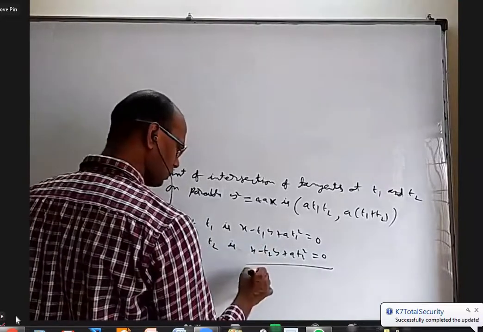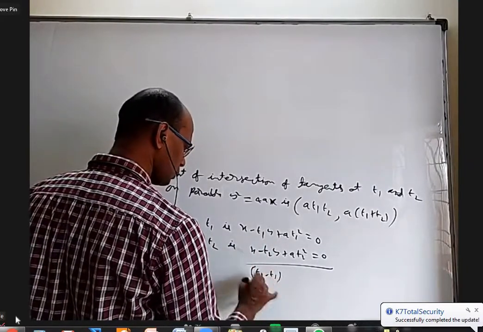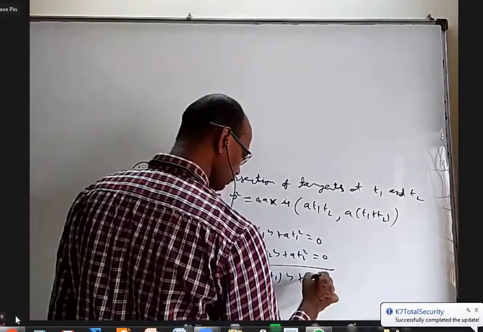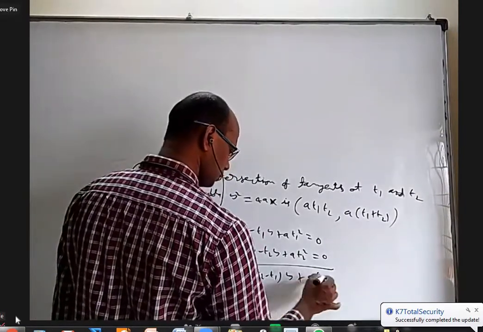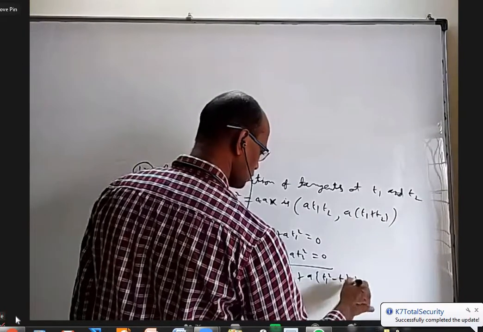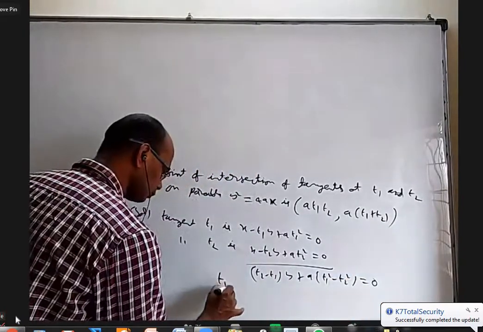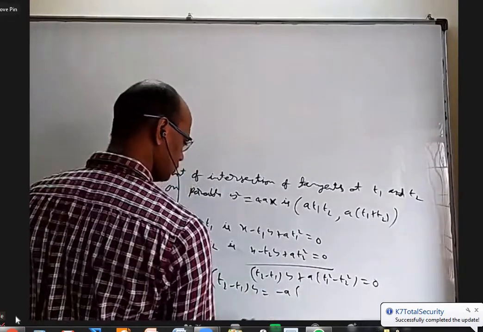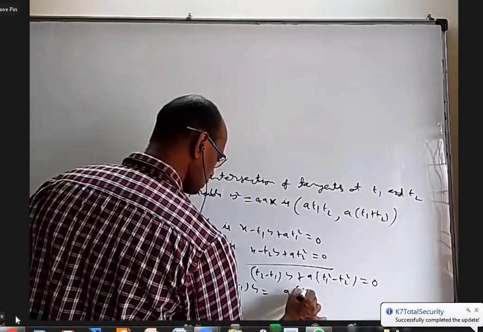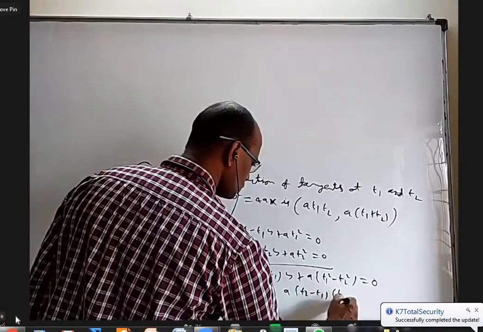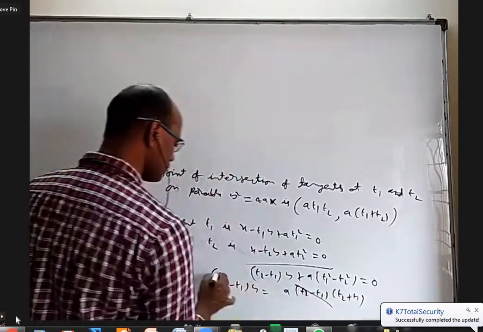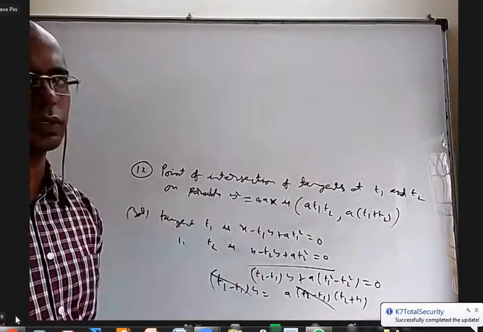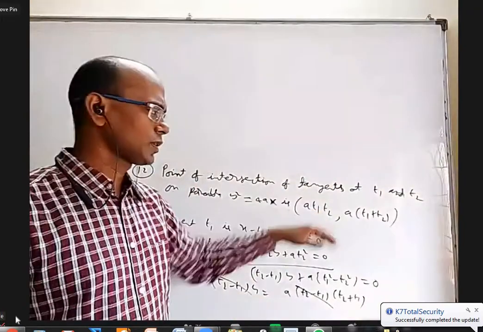When I subtract, I will get T2 minus T1 y plus A into T1 square minus T2 square equal to 0. That is T2 minus T1 y minus A into T2 minus T1 into T2 plus T1. You can cancel. You get y coordinate is A into T1 plus T2. Substitute it, you will get x coordinate. So we have to remember this, very important.